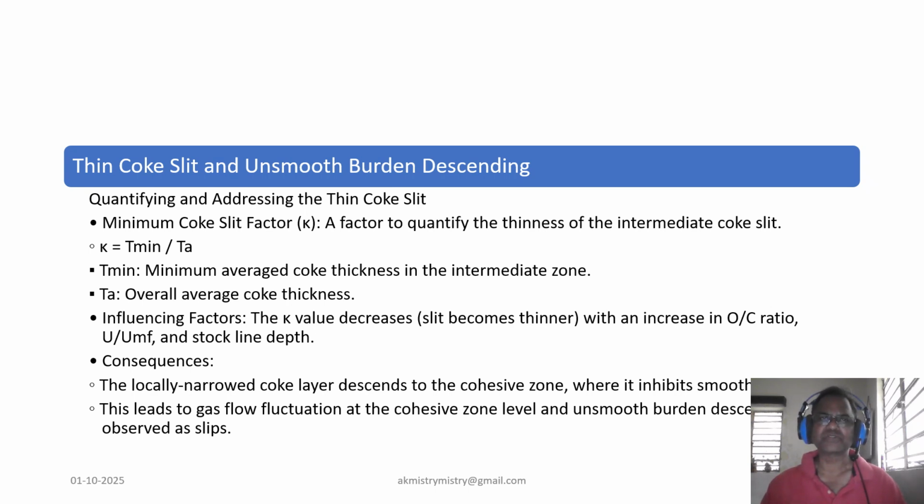The consequences of this thin slit are severe. As the burden descends, this locally narrow coke layer reaches the cohesive zone where it restricts the smooth gas flow. This leads to significant gas flow fluctuation deep inside the furnace and results in unsmooth burden descending, which we observed as a slip.